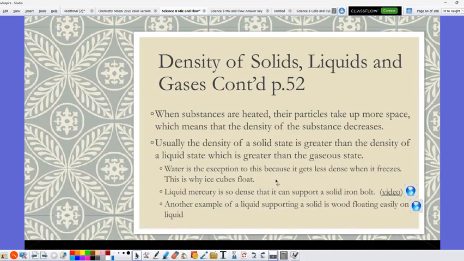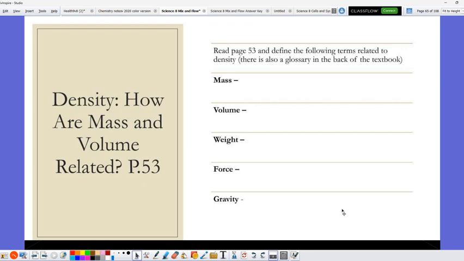Liquid mercury is so dense that you can actually support an iron bolt on top of it. And another example of a liquid supporting a solid is that wood floats easily on water. We went through and read page 53 and filled out the definitions for that.